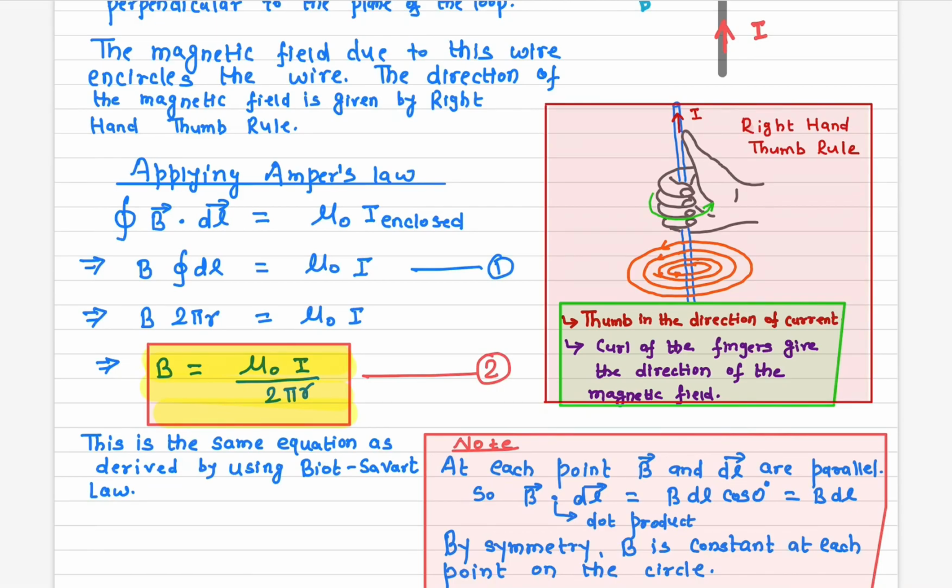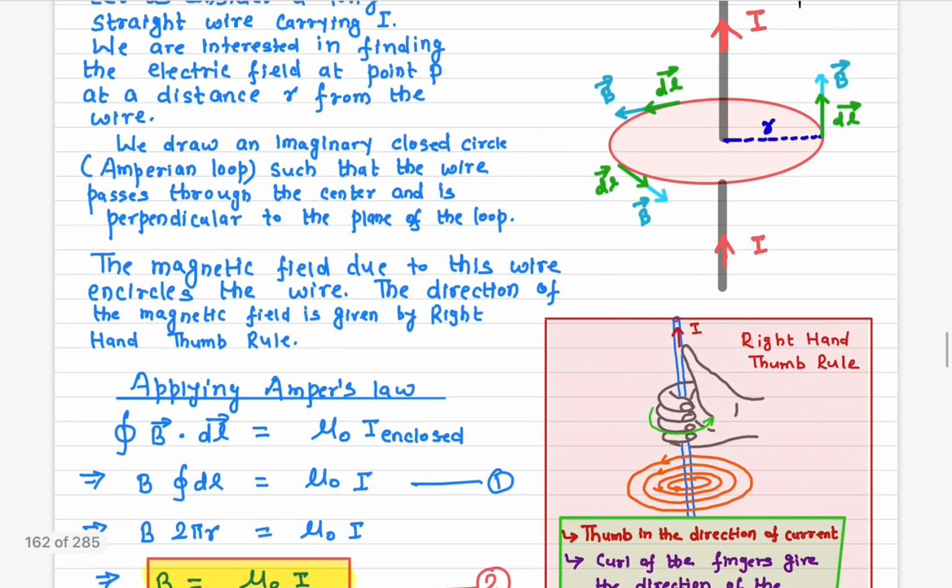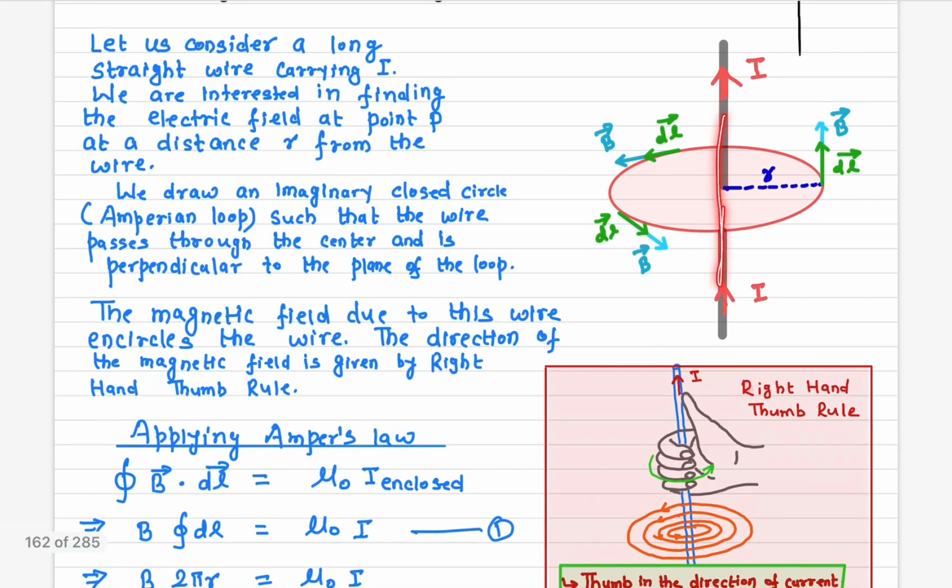Now you might be wondering why we always talk about a long wire. This would exactly hold for a short wire too, so why did we not talk about the short wire? Here is the answer. If I choose a short wire, then what happens? There is the fringe magnetic field. Here I'm talking about the fringe magnetic field.